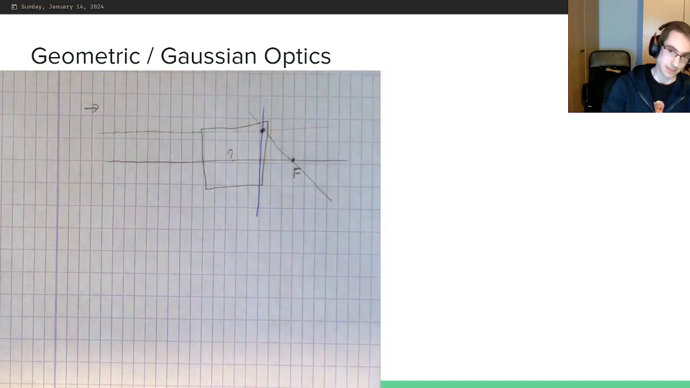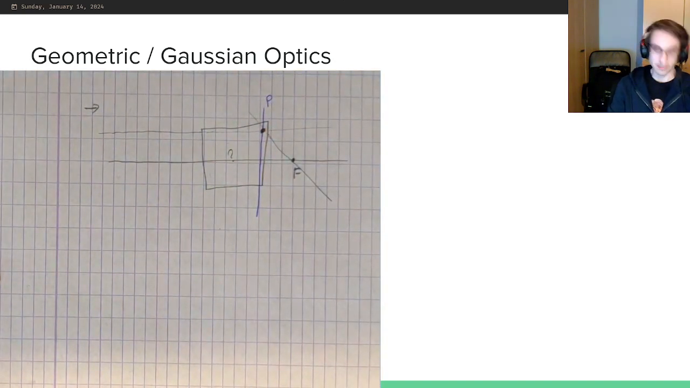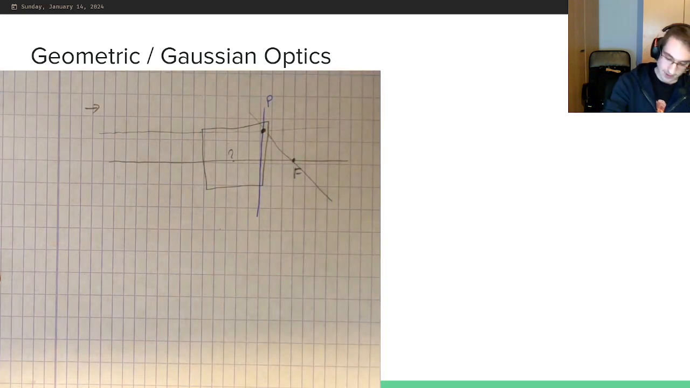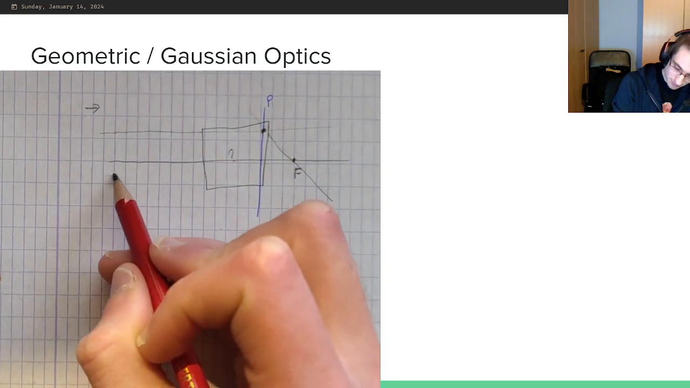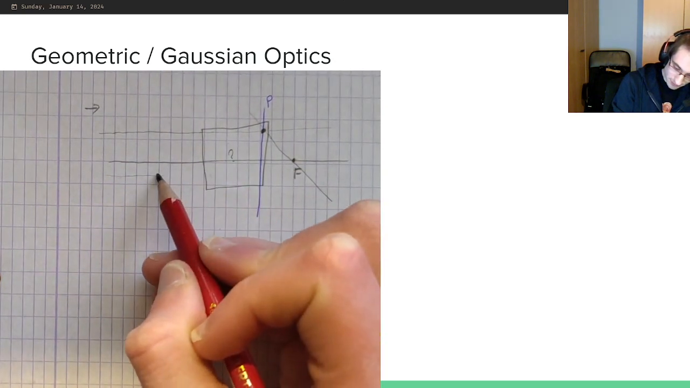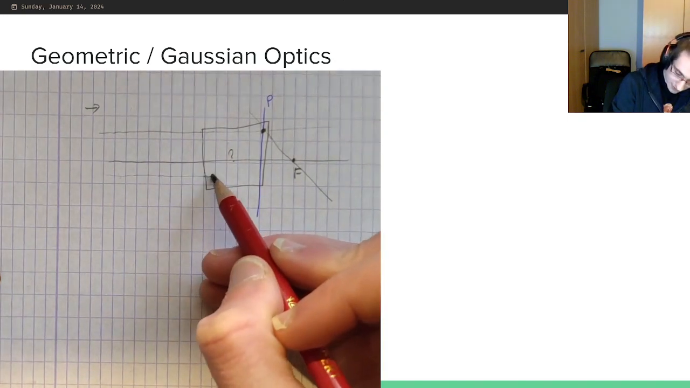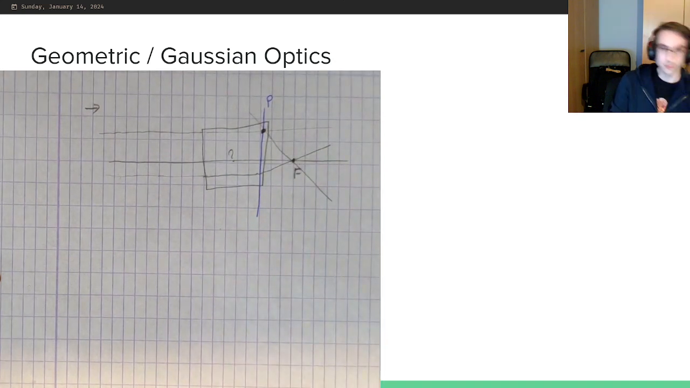So in reality, this is a plane because this thing is three-dimensional. And this plane is the principal plane, which I will label P. So I can now pretend that all refraction happens in the principal plane, right? Because any light ray that I draw, let's draw a different one. So it enters the box. I don't know what it does, but I can pretend that it keeps going. It hits the principal plane, and then it will be refracted onto the focal point.